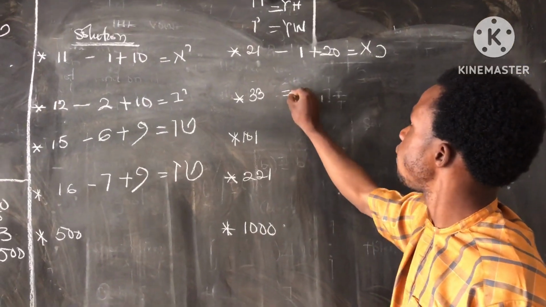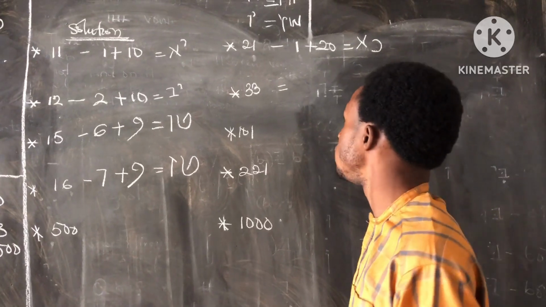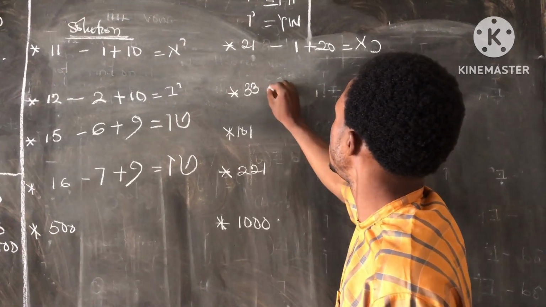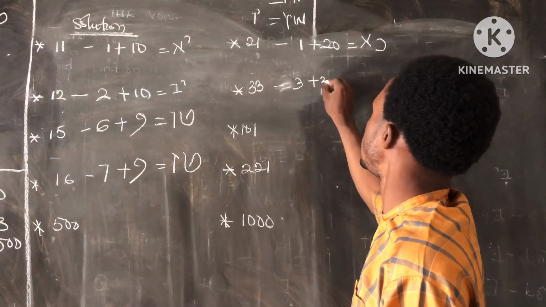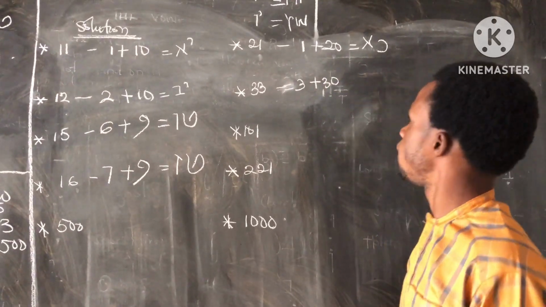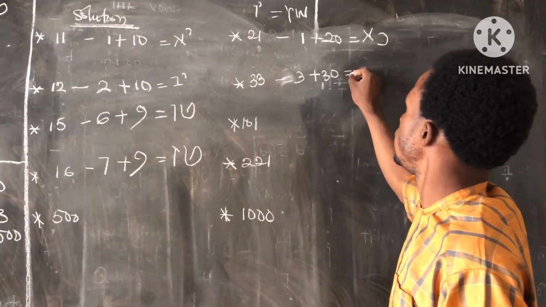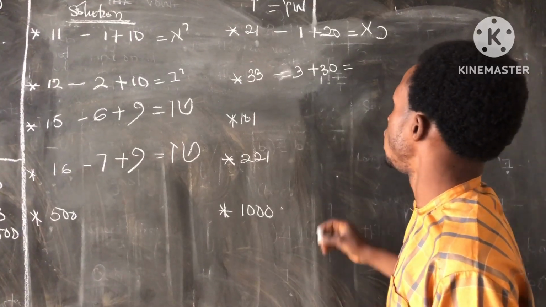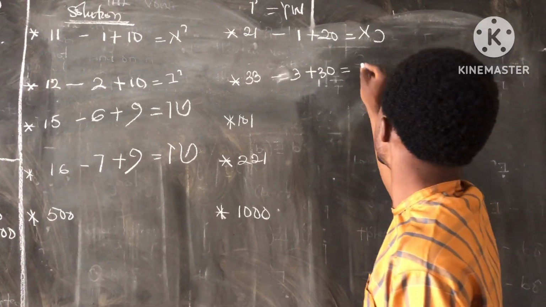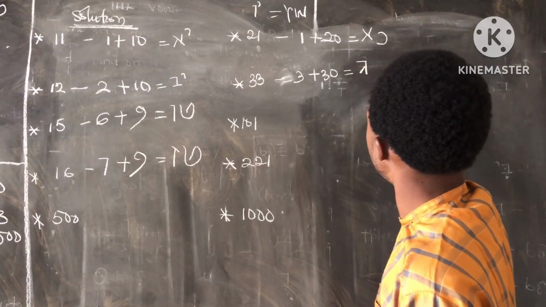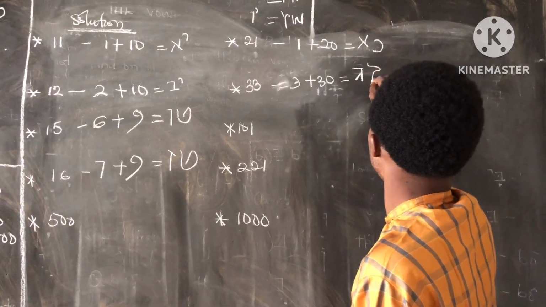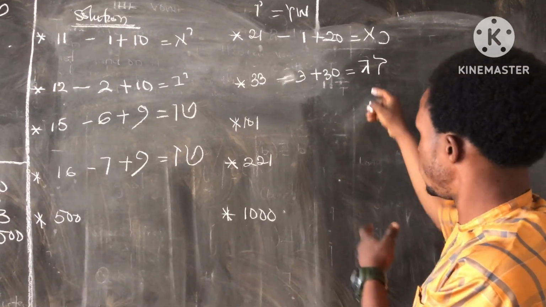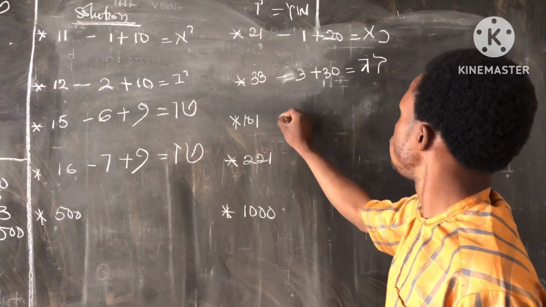So now we also have 33. Simply we have 3 and we have 30. Now let's look for 3. 3 is Gimel, and 30 is Lamed. So we have 33 to be like that.